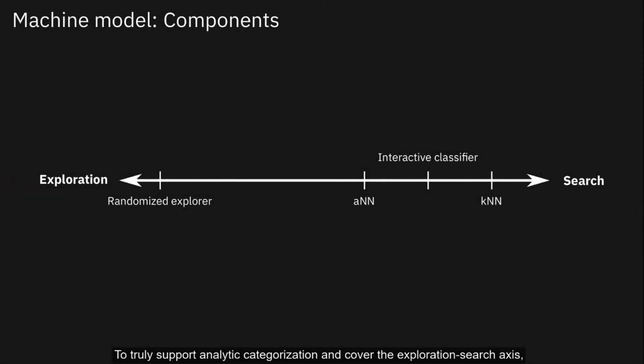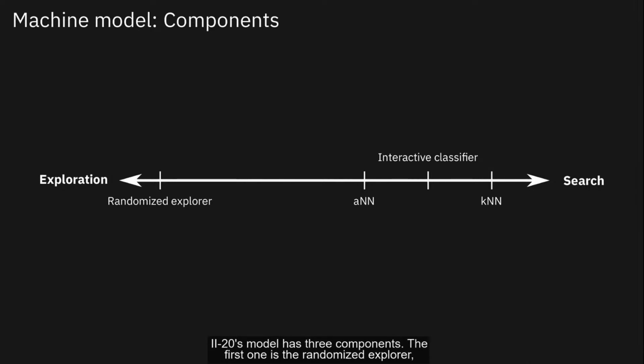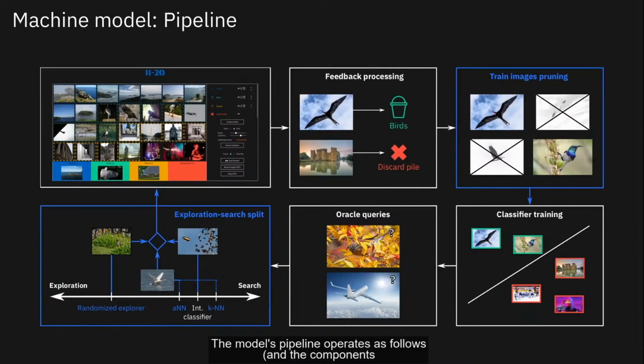To truly support analytic categorization and cover the exploration search axis, II20's model has 3 components. The first one is the randomized explorer, which covers the exploration side of the axis. The other 2 are more tailored towards search: the interactive classifier, and nearest neighbor search, which itself is operating in either of 2 modes, approximate nearest neighbors or k-nearest neighbors. The model's pipeline operates as follows, and the components innovated by II20 are highlighted in blue.